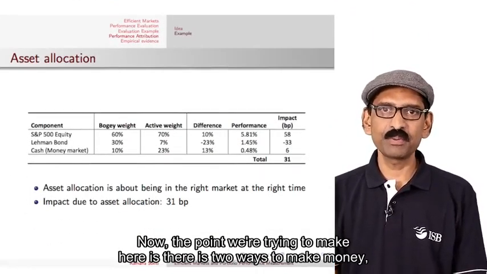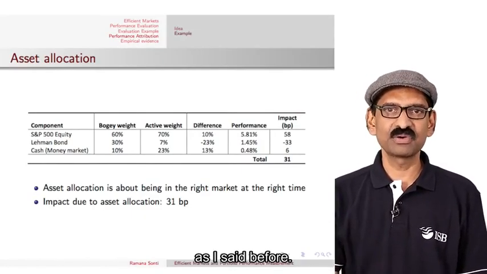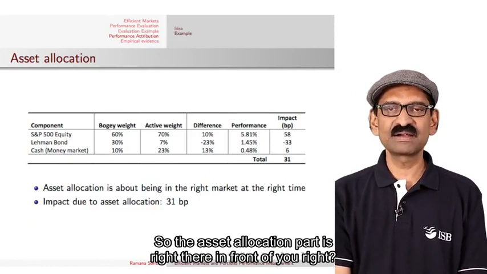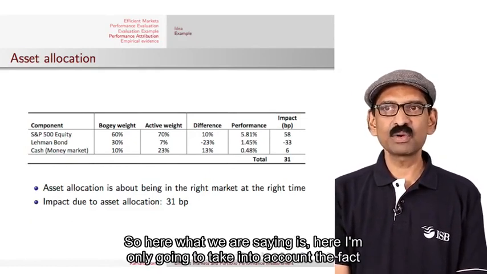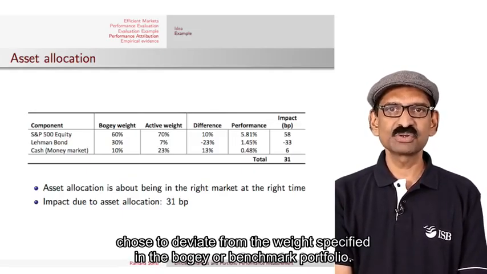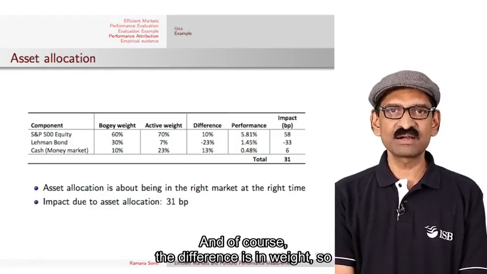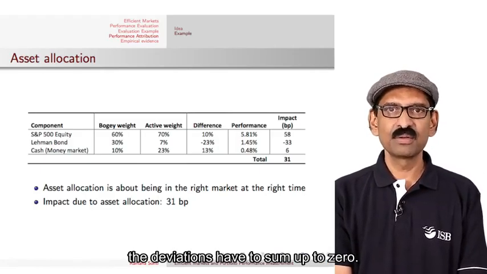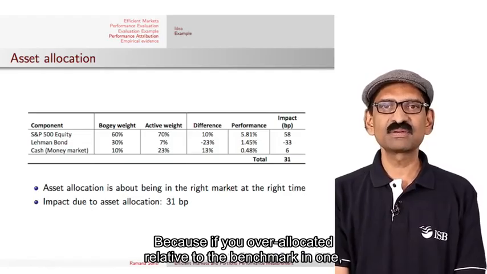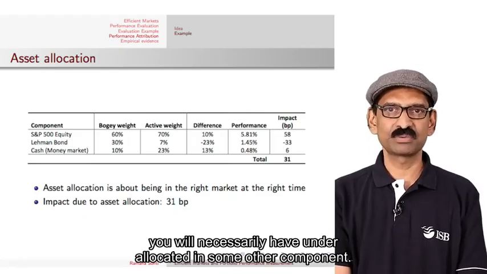Now, the point we are trying to make here is there are two ways to make money, as I said before. So the asset allocation part is right there in front of you. Here I am only going to take into account the fact that my manager, for whatever reason, chose to deviate from the weight specified in the bogey or benchmark portfolio. And of course, the differences in weight, so the deviations, have to sum up to zero, because if you over allocated relative to the benchmark in one, you will necessarily have under allocated in some other component.